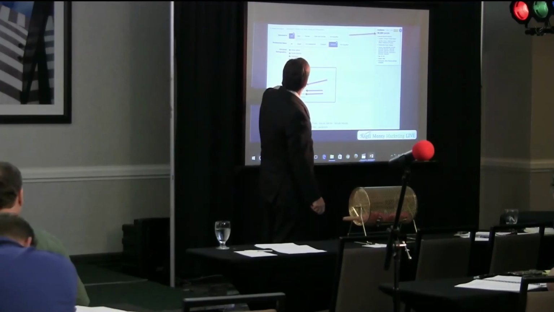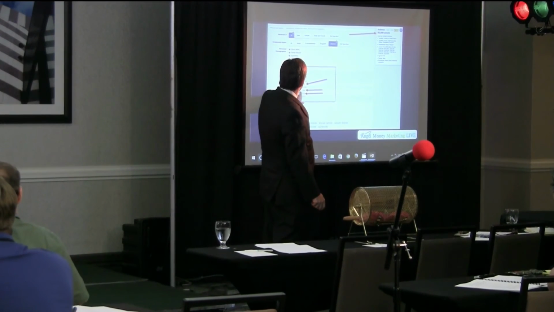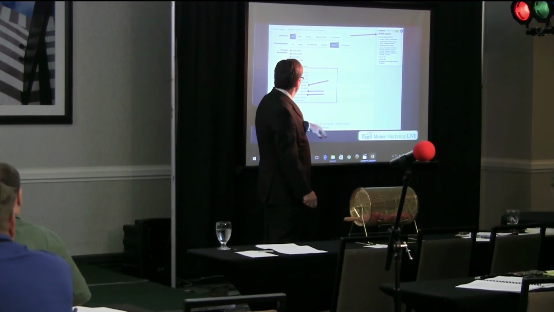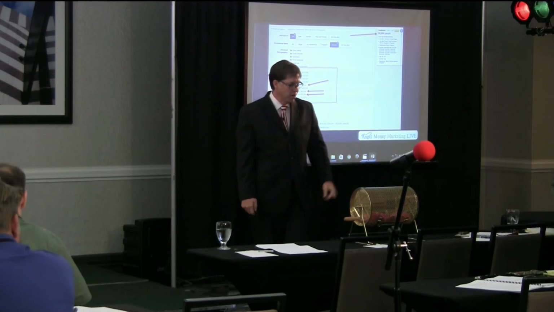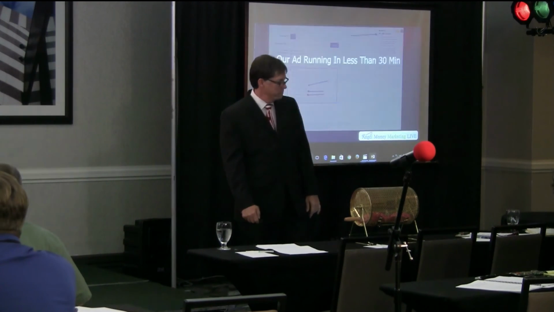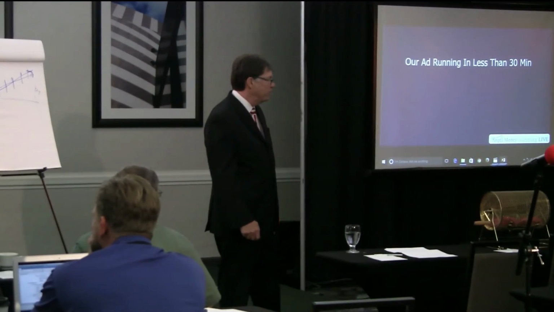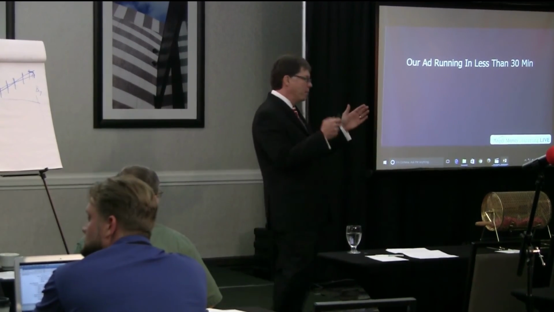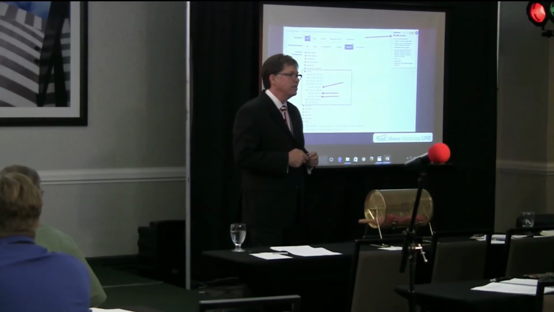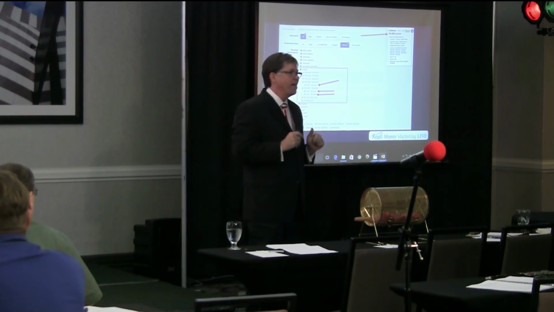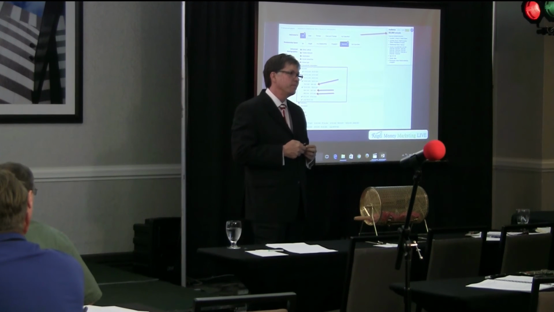Then I go down here and exclude people that make money from 30 to 40,000, 40 to 50, 50 to 75. They've got to make $75,000 or more. It dropped it down to 98,000 people. I can have my ad running in less than 30 minutes, in front of 98,000 highly targeted people, my ideal avatar.